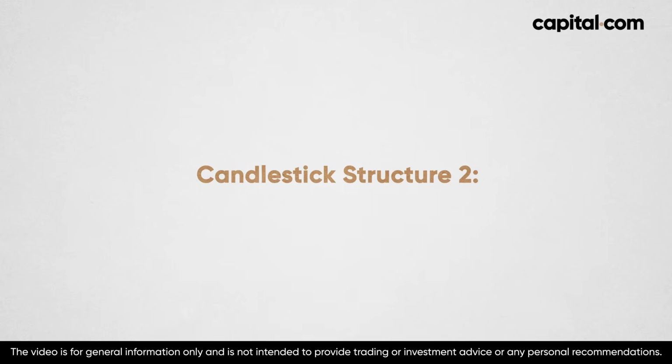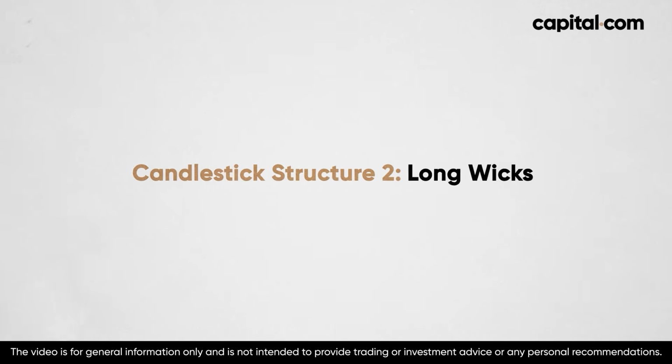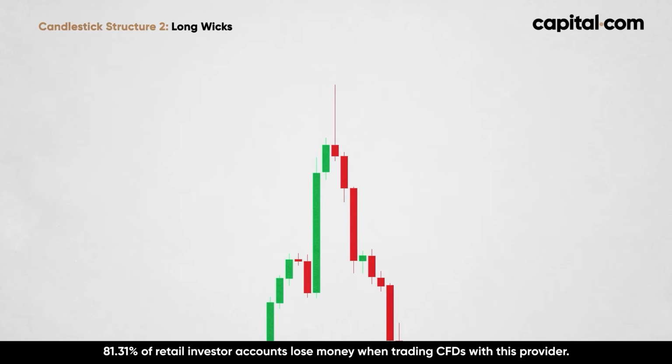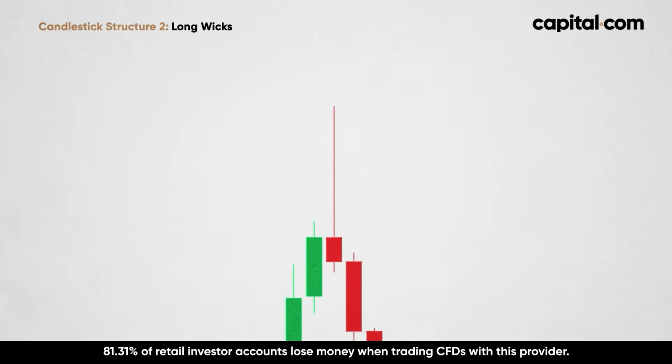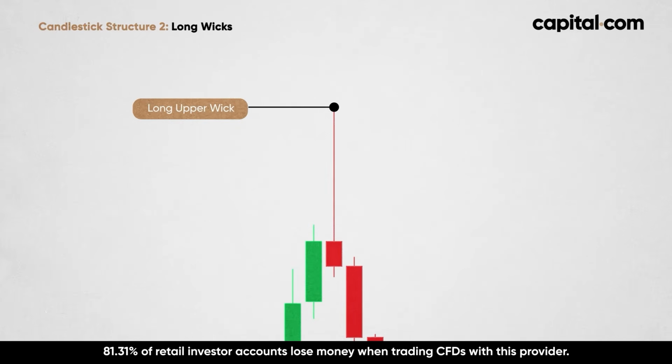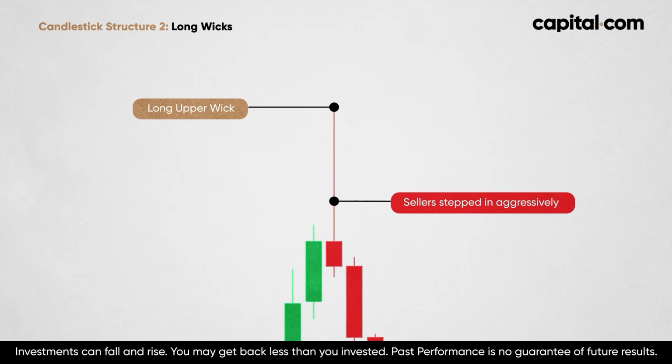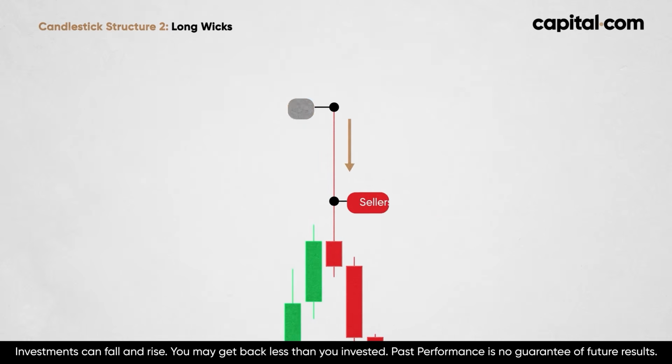Candlestick structure 2. Long wicks. The wicks of a candle can tell us whether there was strong rejection from one side. A candle with a long upper wick shows that at one point, price was pushed higher. However, before the candle managed to close, sellers stepped in aggressively and rejected those levels. This means that there was strong selling pressure at the top.